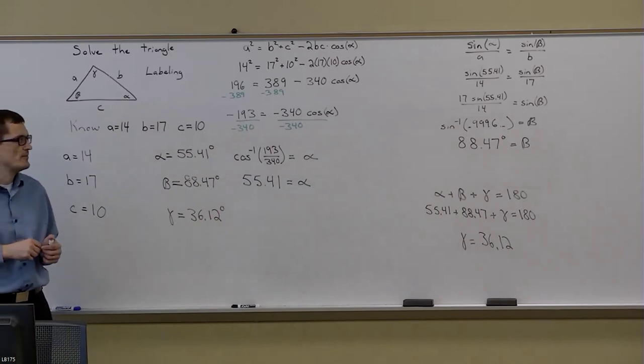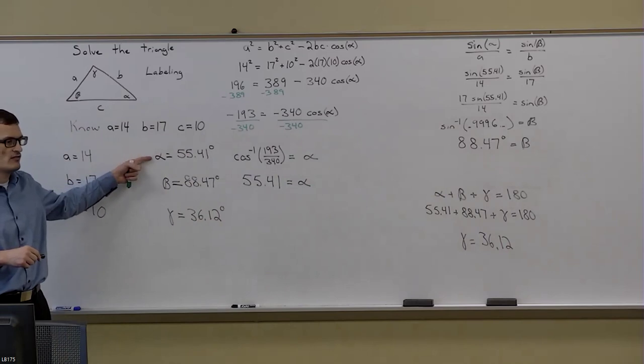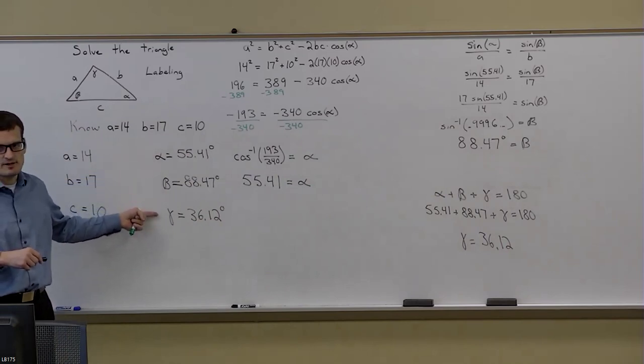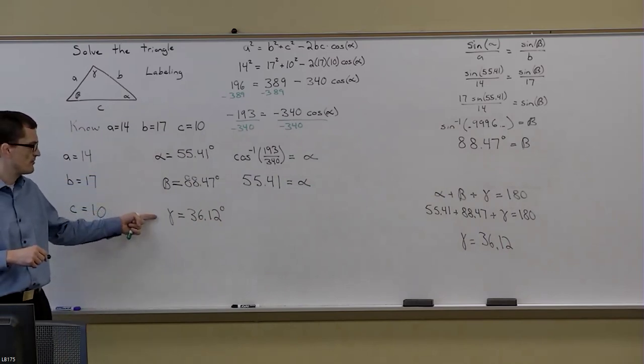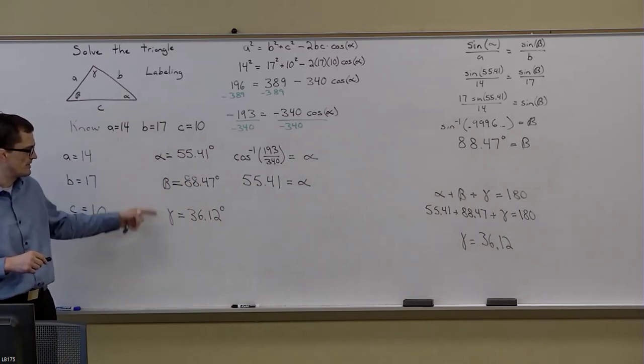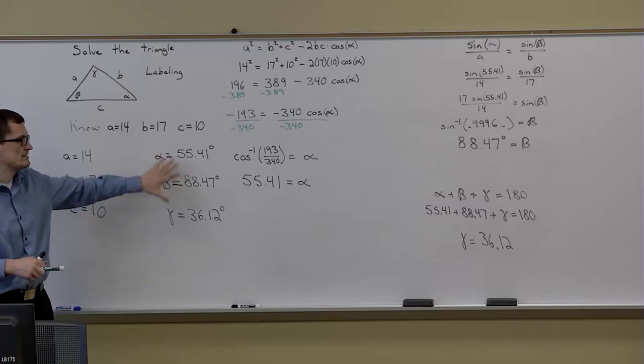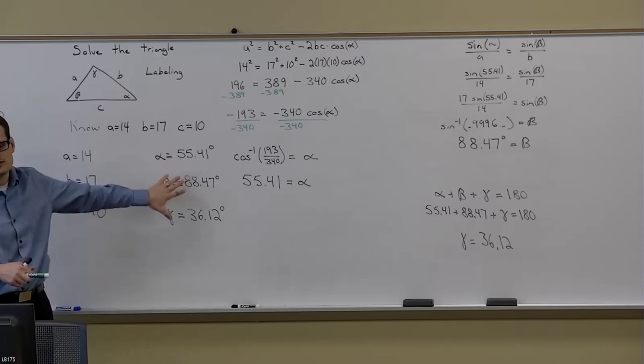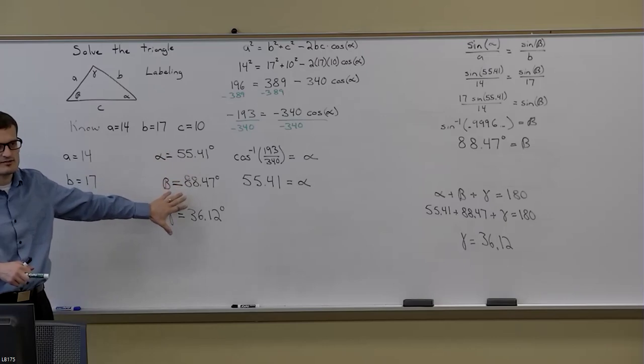Now, like I said, I solve for alpha first and then beta and then gamma. If you would have solved for gamma first and then beta, then alpha, or gamma, then alpha, then beta, these things might be off by just a little bit, by like rounding errors.